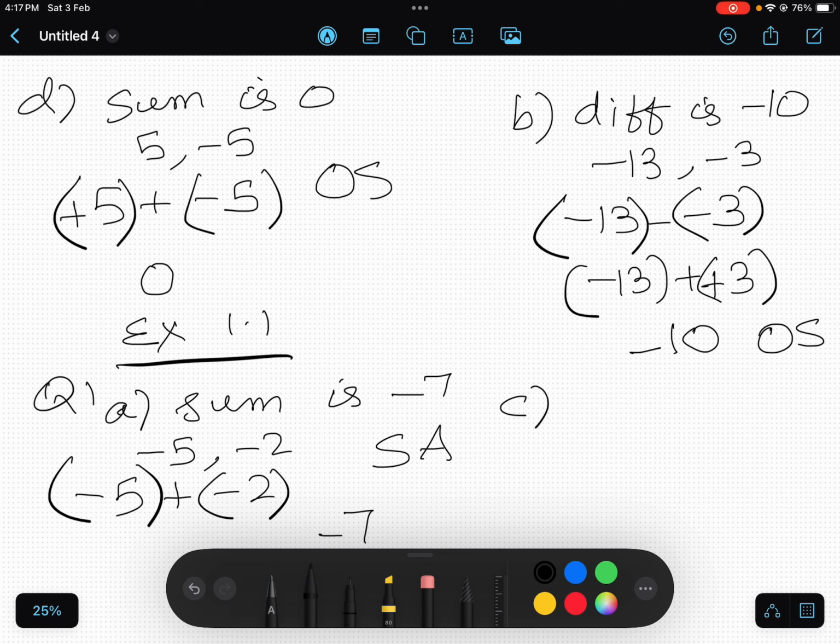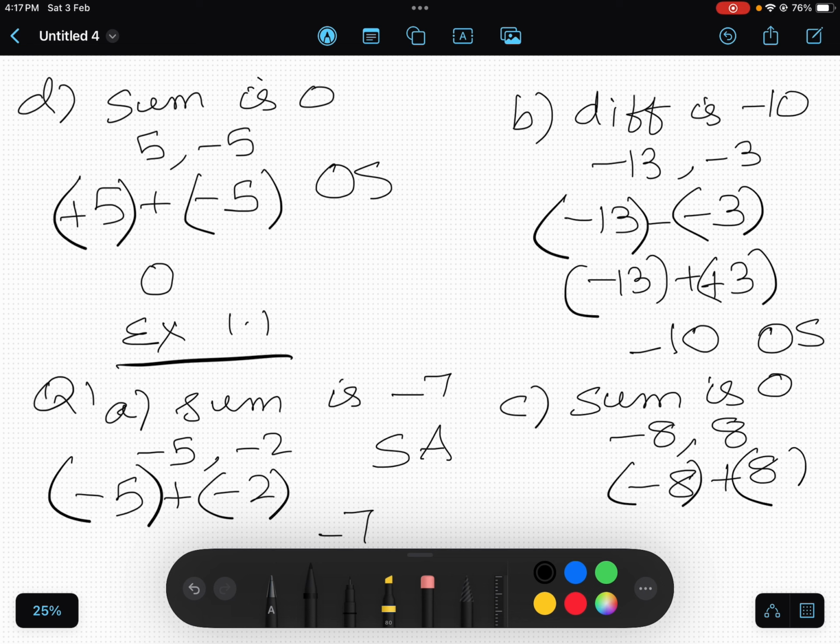Now look at the C part. It is given sum is 0. So write down a pair of integers whose sum is 0. So for that you can take minus 8 and 8. So just see this minus 8 sum. So put a plus in the middle. 8. Use brackets. So are the signs same or opposite? It is opposite, so we have to subtract. 8 minus 8 is 0. And 0 has no sign. It is neither positive nor negative.